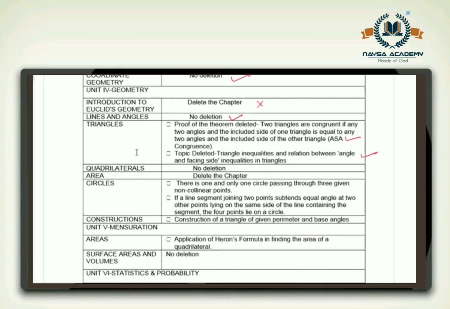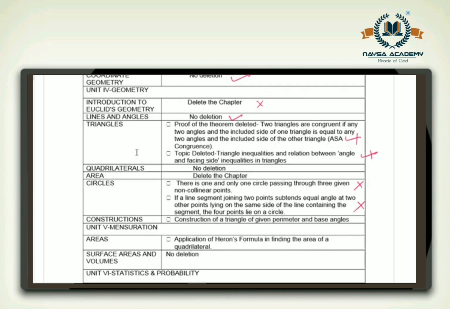In quadrilaterals, no deduction, everything is going to come. Circles, there is one and only one circle passing through three given non-collinear points. So this concept is not there. If a line segment joining two points subtends equal angles at two other points lying on the same side of the line containing the segment, the 4 points lie on the circle. So this topic is also excluded.